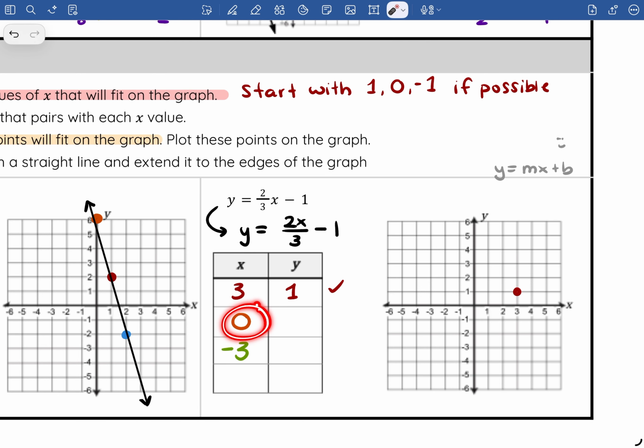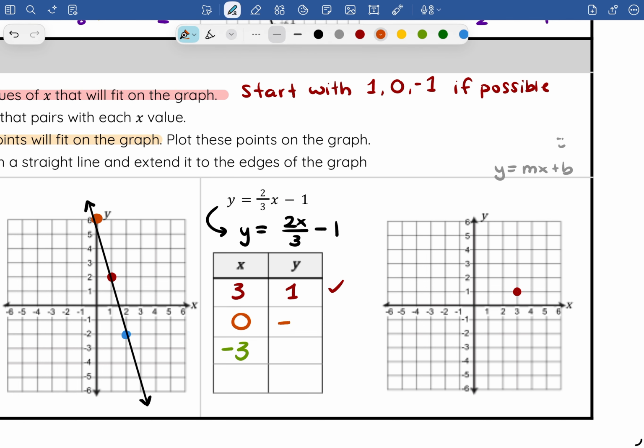Choosing 0 is always a nice option. When we put 0 into this fraction, the entire thing just disappears. So what we get is just -1 as our answer. That also fits on the graph. We love that.